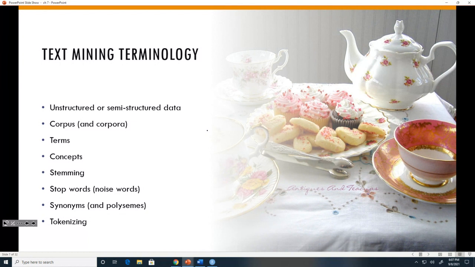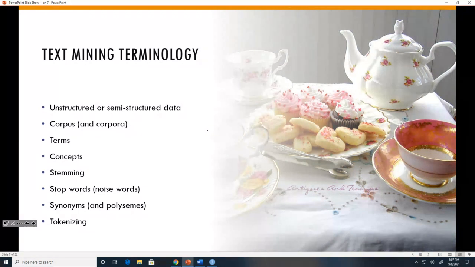Then we're going to take that structured or unstructured data and turn it into a corpus. A corpus, in the context of linguistics, is a large structured set of text that has been prepared and is ready for analysis. So we're going to take something like an email or a speech or a document, and turn it into something we can actually analyze, and that's what the corpus is.